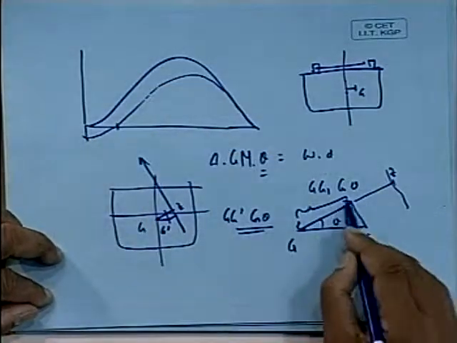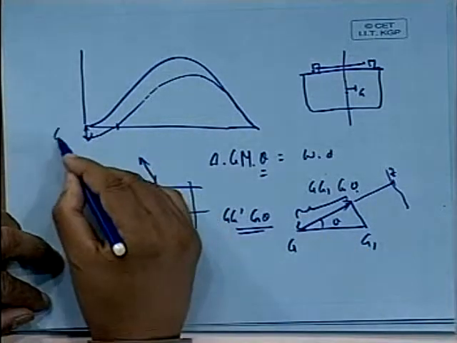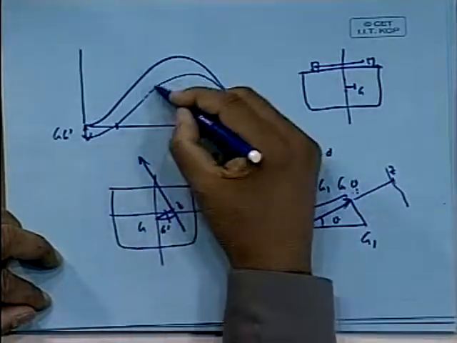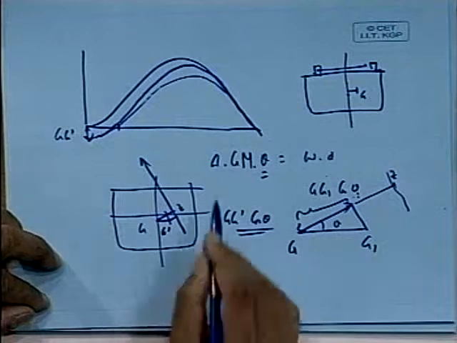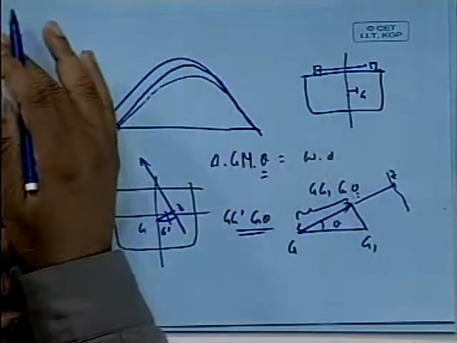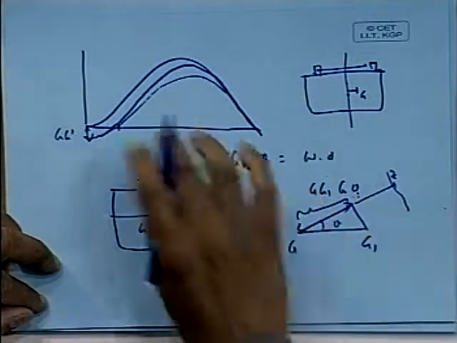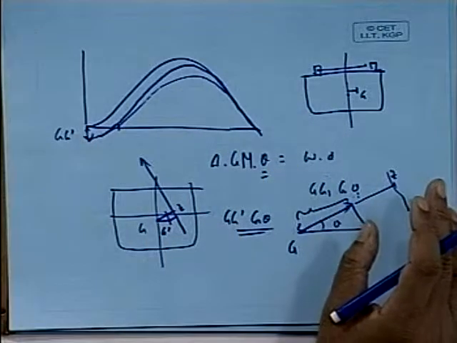Now if you see here, this reduction is interesting. When theta equals 0, this reduction is exactly GG1. But as theta goes to 90 degrees, this reduction reduces, so it catches up more or less like this. So the effect is felt more at smaller angles, and at larger angles the effect is less, because cos theta tends to 0 as theta increases more and more. So these are all characteristics of this static stability curve.